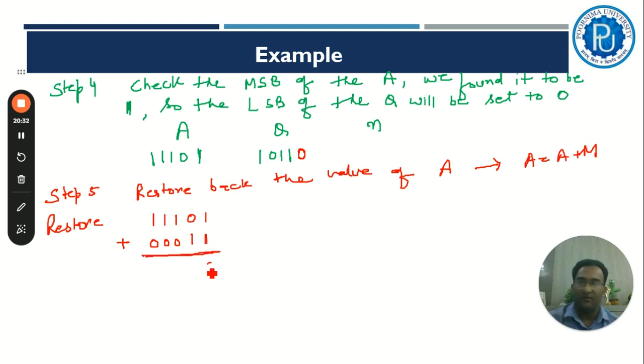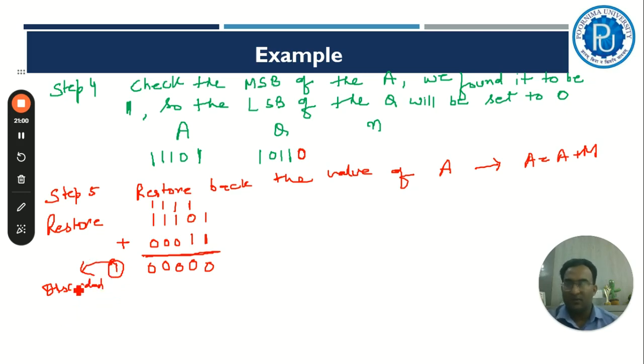So 1 and 1 is 0, 1 carry, 1 and 1 is 0, 1 carry, 1 and 1 is 0, 1 carry, 1 and 1 is 0, 1 is carry, 1 and 1 is 0, and 1, the carry will be discarded. Okay, this carry will be discarded. Okay, so this is step number 5 there. Okay, right?